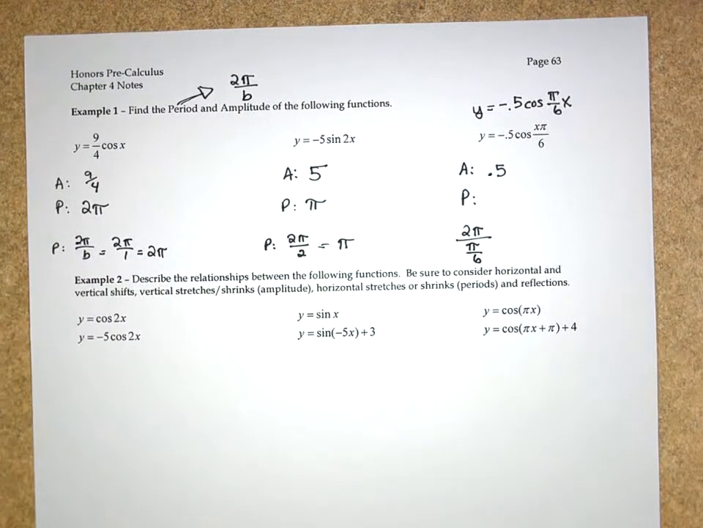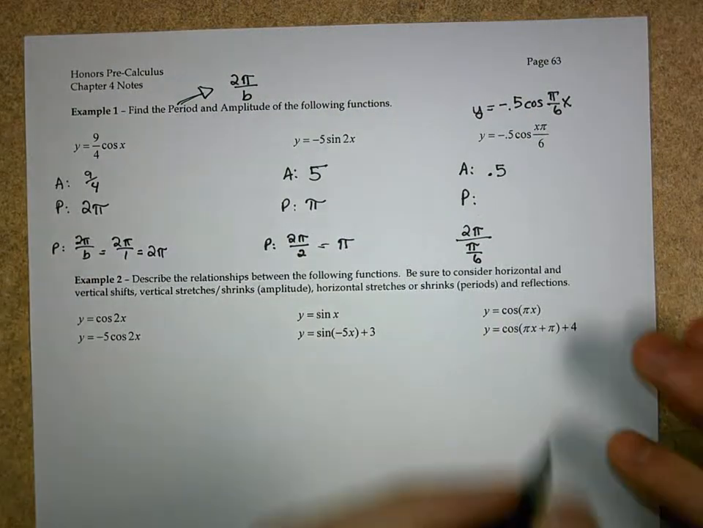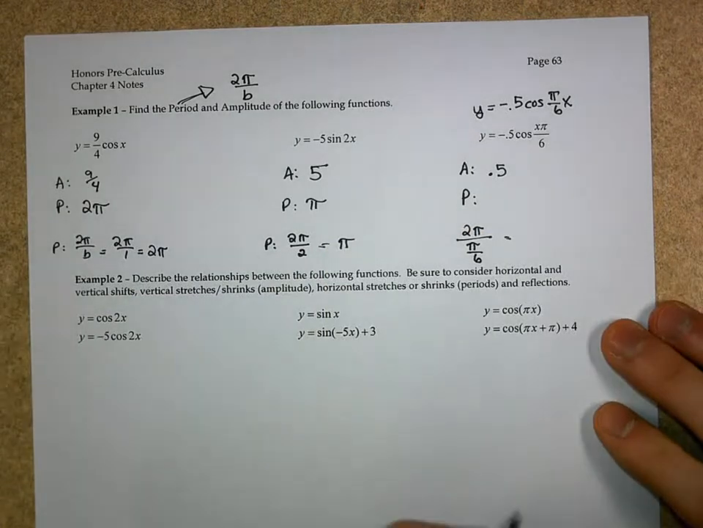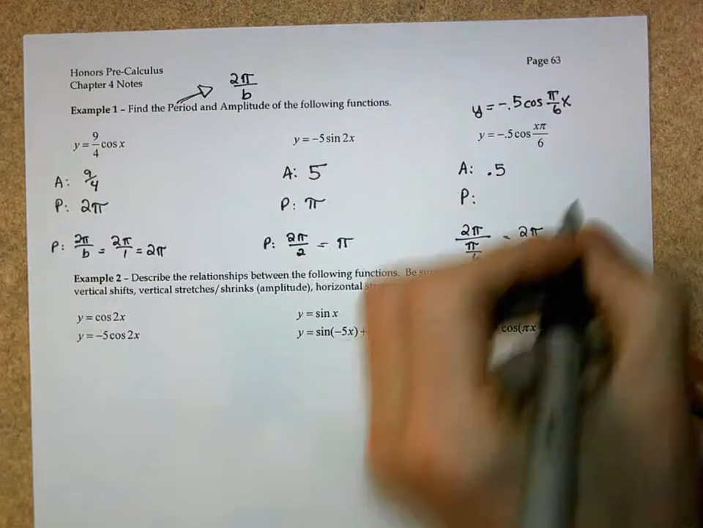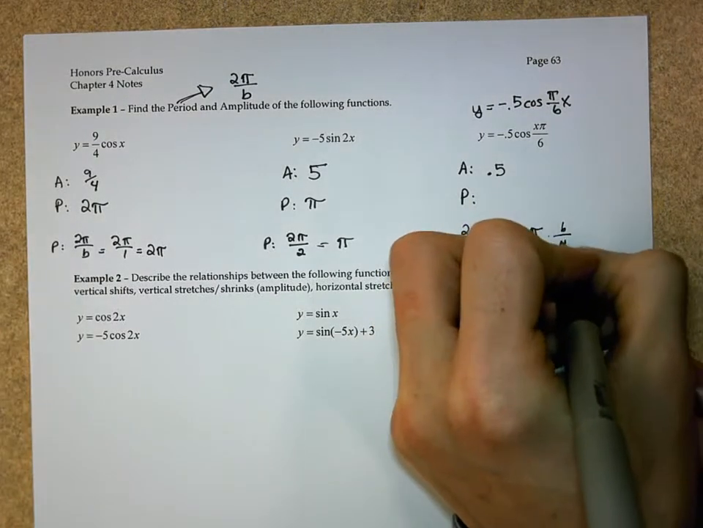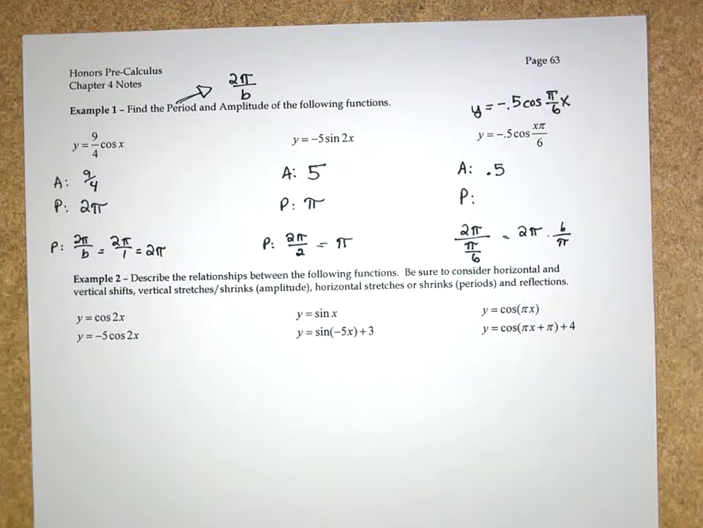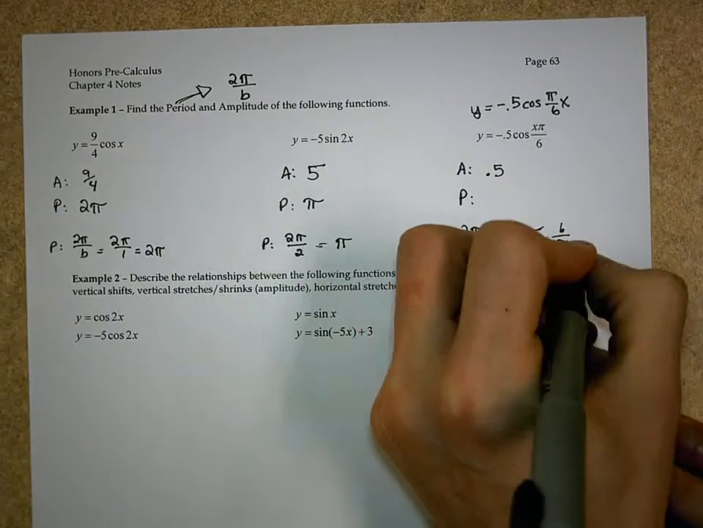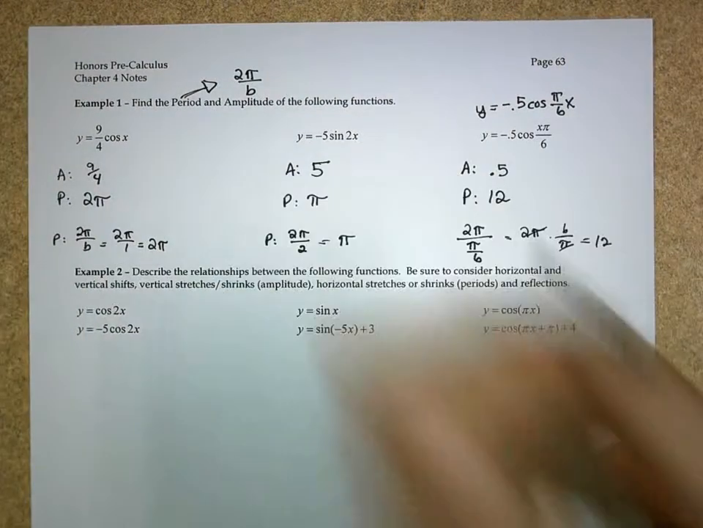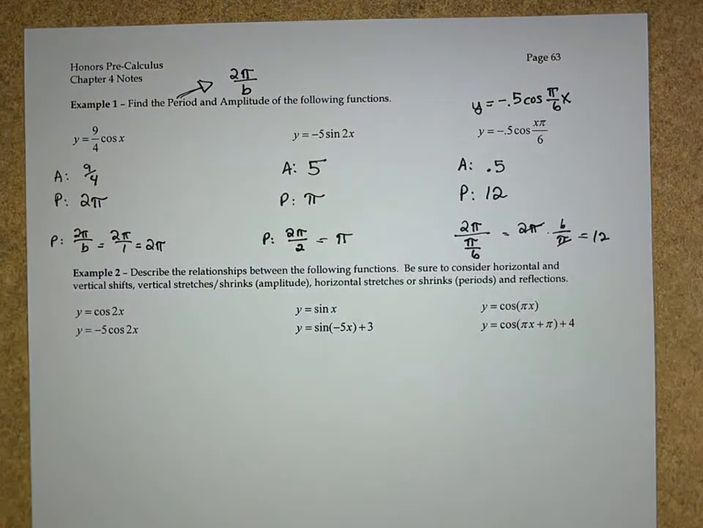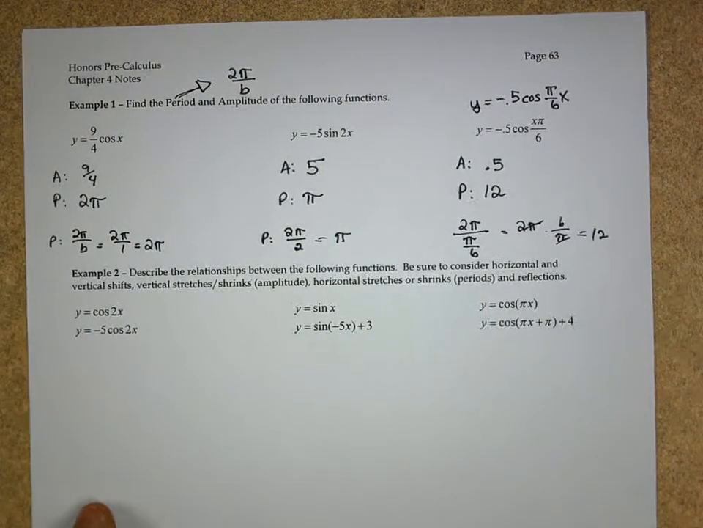over pi over 6, which really is 2 pi times 6 over pi when you take the reciprocal and multiply. Pi's cancel out, and 2 times 6 is 12. So my period ends up being 12 there.